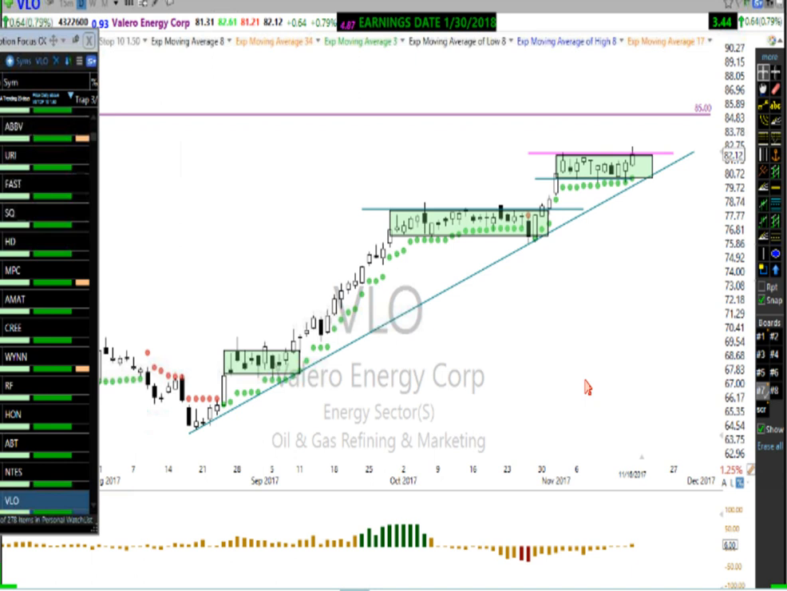You literally could have been in this trade from right here, placed your stop loss right at that dot or just below that dot. I always put my stop loss below that dot and follow this chart all the way up.